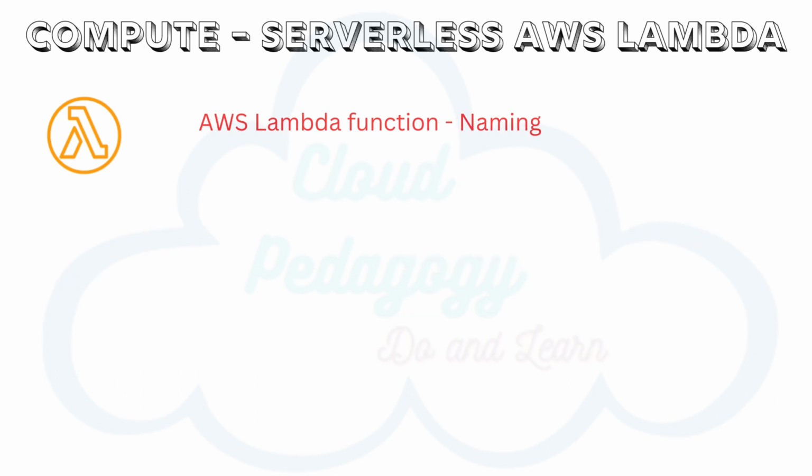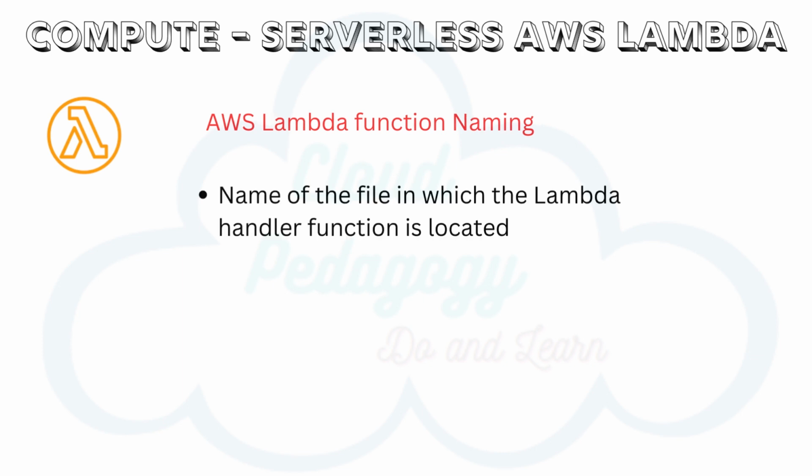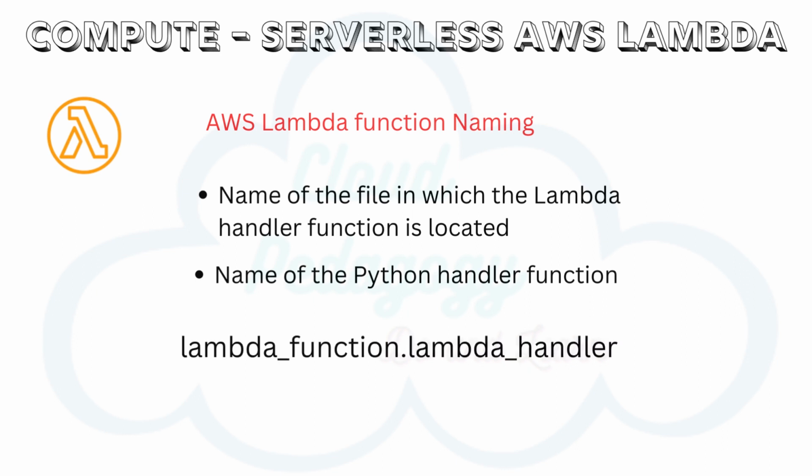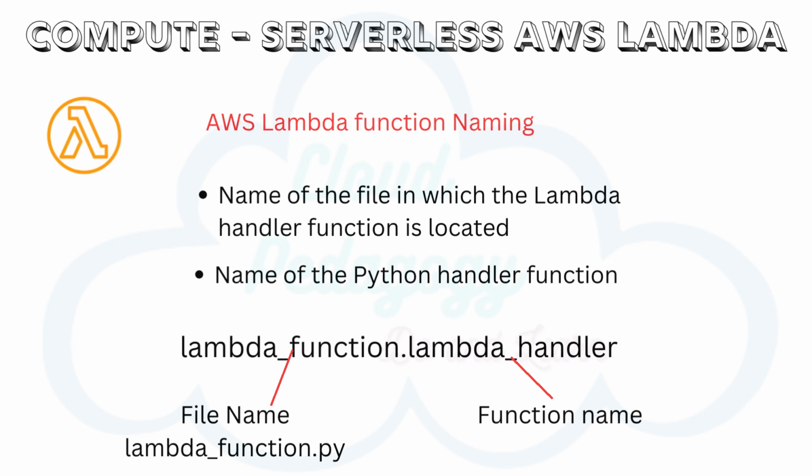In the naming section, the Lambda function handler name specified at the time you create a Lambda function is derived in two ways: the name of the file in which the Lambda handler function is located, and the name of the Python handler function. A function handler can be any name. However, the default on the Lambda console is lambda_function.lambda_handler. This name reflects the function name as lambda_handler and the file where the handler code is stored in lambda_function.py. If you choose a different name for your function handler on the Lambda console, you must update the name on the runtime settings pane.